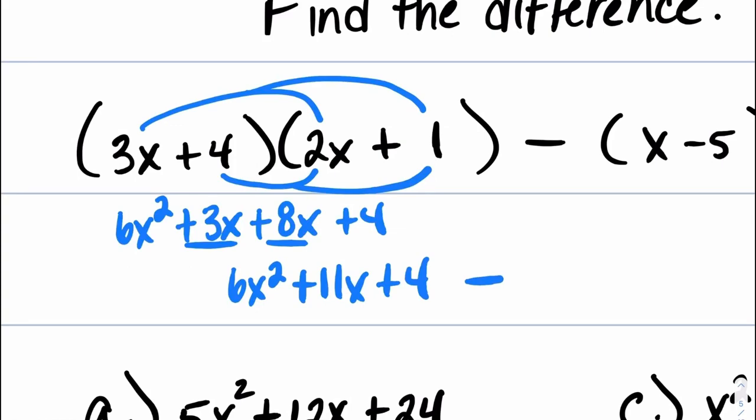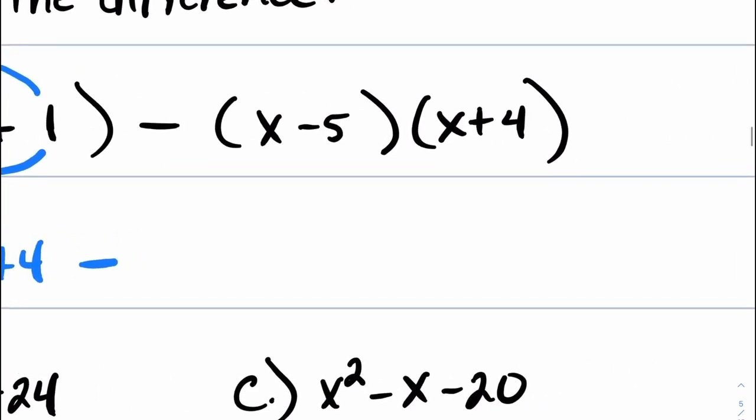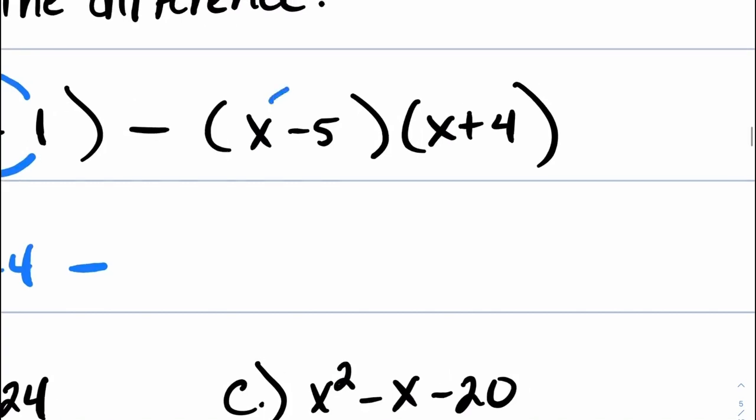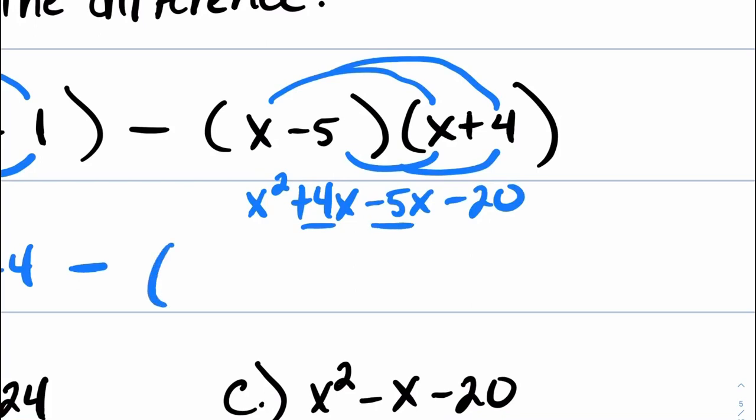We know we're going to be subtracting the right polynomial. Let's go ahead and get started distributing this one. X times x is x squared. X times 4 is 4x. -5 times x is -5x. -5 times 4 is -20. We'll combine our like terms there in the middle to give us x squared plus, 4x minus 5x combines to give you a -1x, and then bring down the -20.